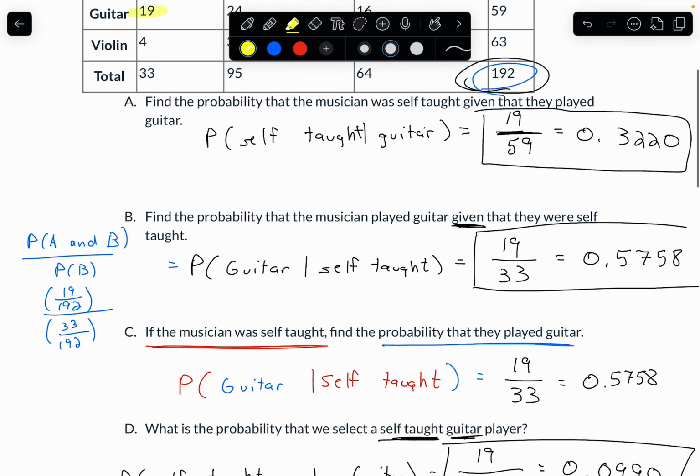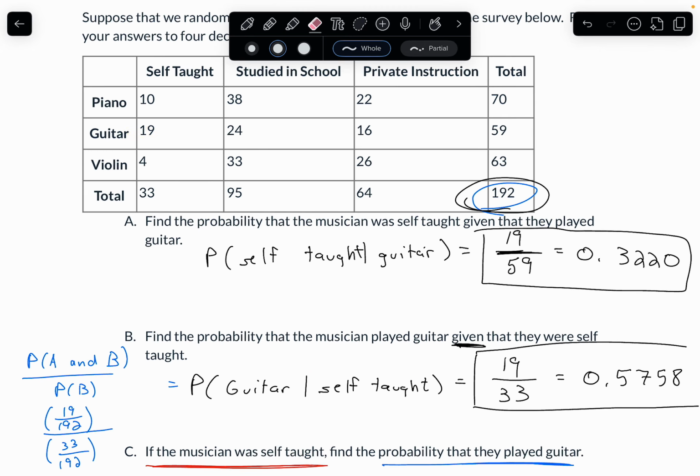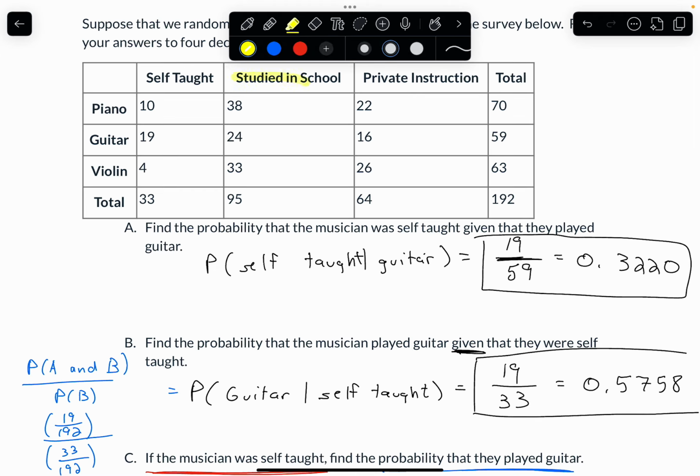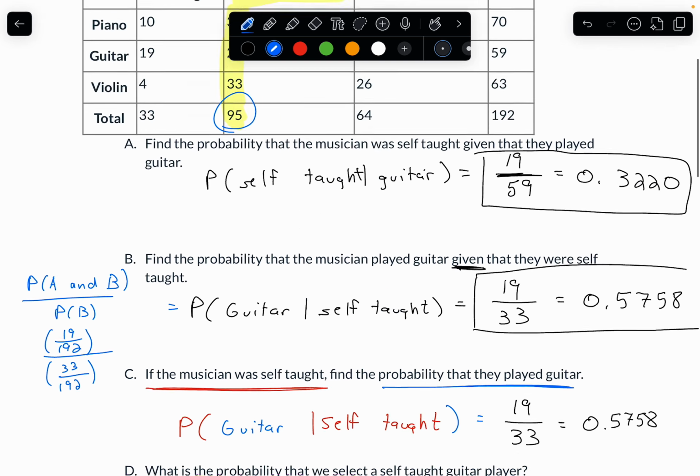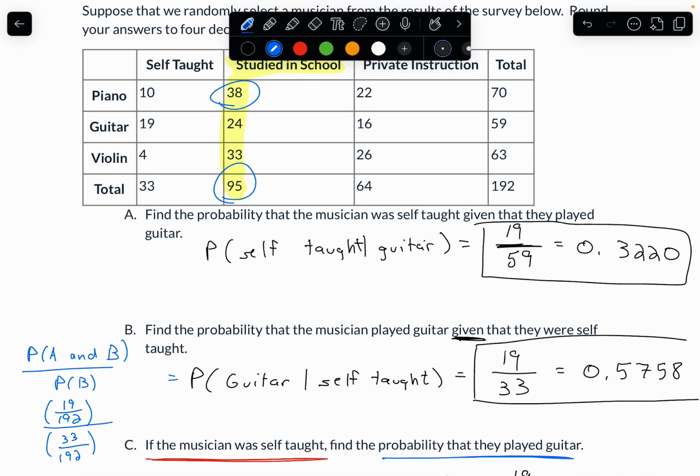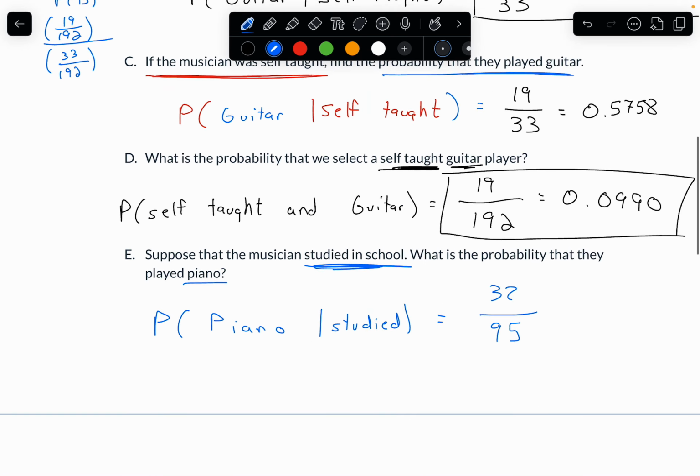So, scrolling back up one more time, I know that the individual studied in school, which means I'm looking at this row, and this column is the only thing that I care about. So I have a total of 95 individuals that studied in school. So out of the 95 people in my survey that studied in school, how many of them played piano? Well, we have 38 individuals that played piano. So 38 out of 95 gives me 0.4, just 0.4 on the button, so that's nice.